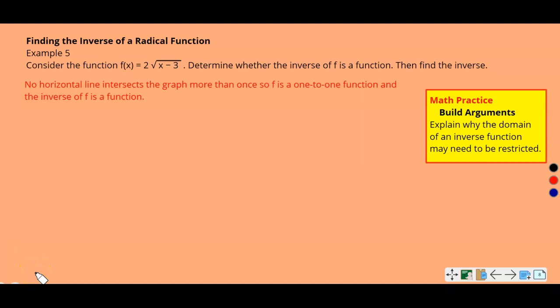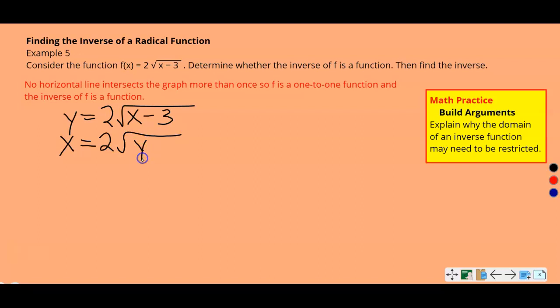So it says determine whether the inverse of f is a function. So we have done that. We've determined that yes, the inverse is a function. So we have a one-to-one function. And then it says find the inverse. So just like before, we're going to substitute y in place of f of x. And we're going to write the function down and then interchange the x and the y. So to find the inverse, we're going to switch x and y. And then I have to solve for y.